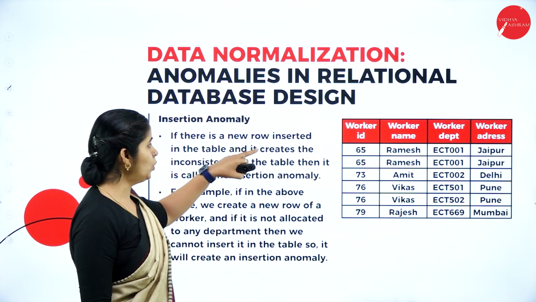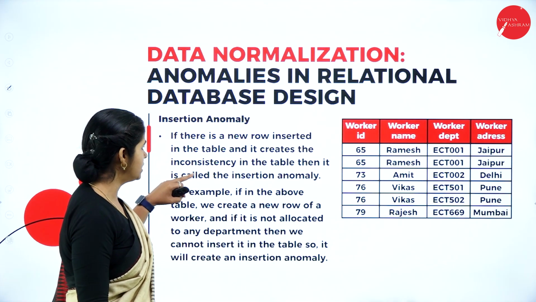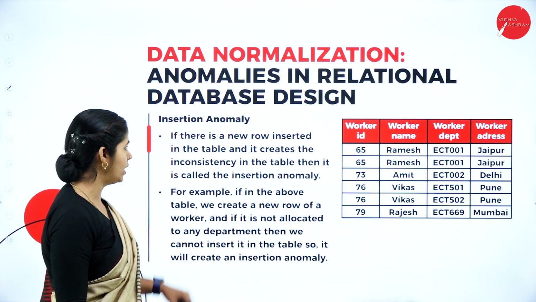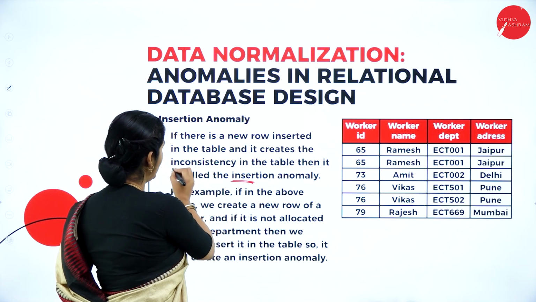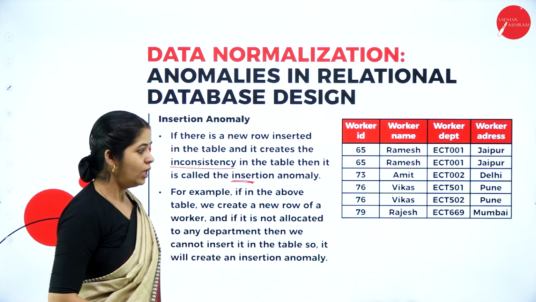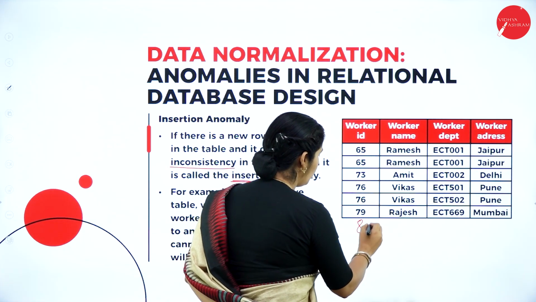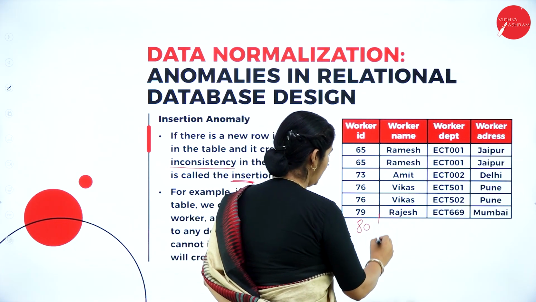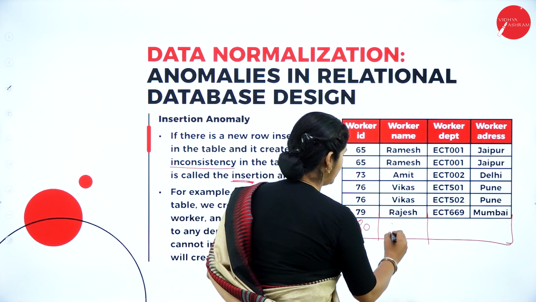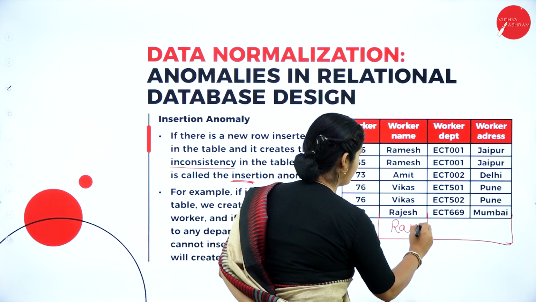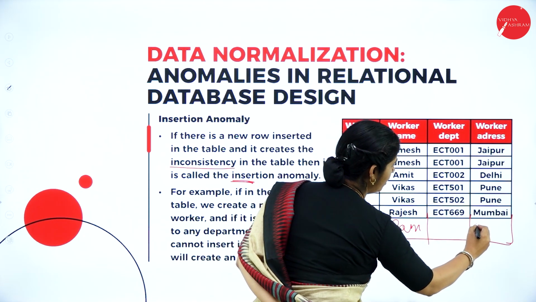Next what we have is insertion anomaly. If a new row is inserted in the table and it creates an inconsistency in the table, then it is called an insertion anomaly. Insertion creating the inconsistency. Here, with the table, if I want to add one more worker, say with worker ID 80 and the name Ram, with department and MYSURU.